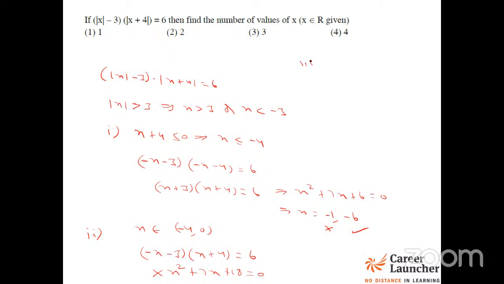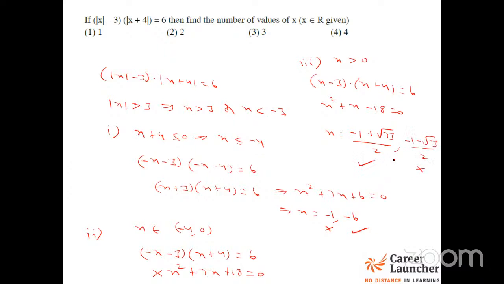Next, third case, the value of x is greater than 0. So in this case, it will become x minus 3 times x plus 4 is equal to 6. If you solve, we get x square plus x minus 18 is equal to 0. So we get x equal to minus 1 plus root 73 by 2 and minus 1 minus root 73 by 2. The latter is not possible because the value of x should be positive. So this is one value. So in total we are having two roots. One will be minus 6 and one will be minus 1 plus root 73 upon 2.